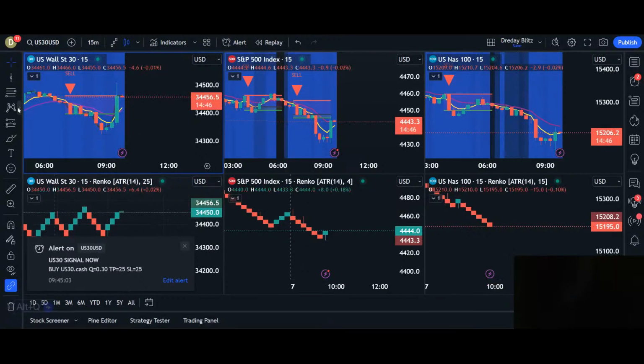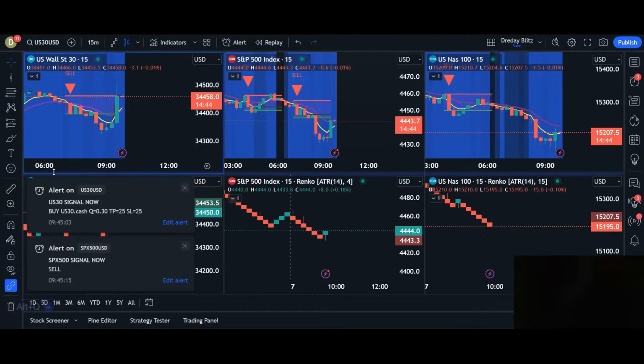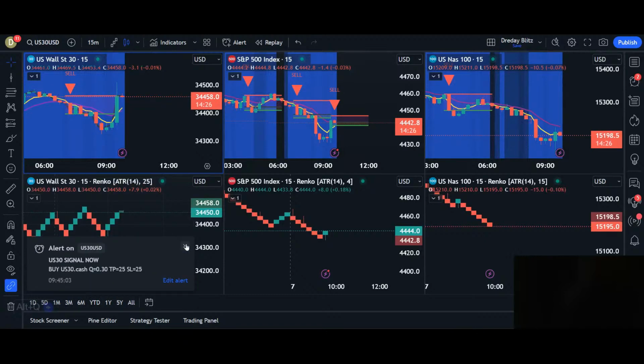Yeah, so there's another buy on US 30 right now. So we had a sell signal on, buy signal on US 30, and a sell signal on S&P 500, but it came off. Yeah, it's back on.